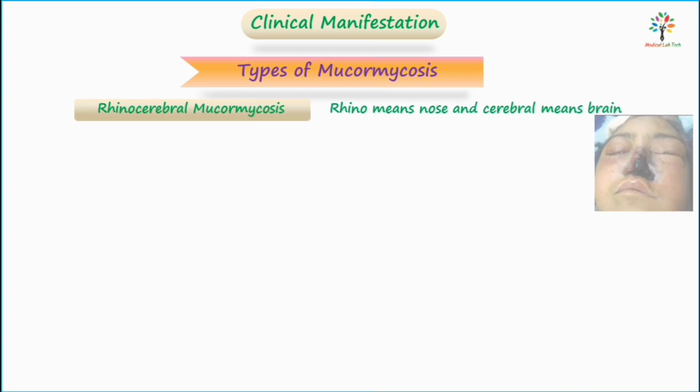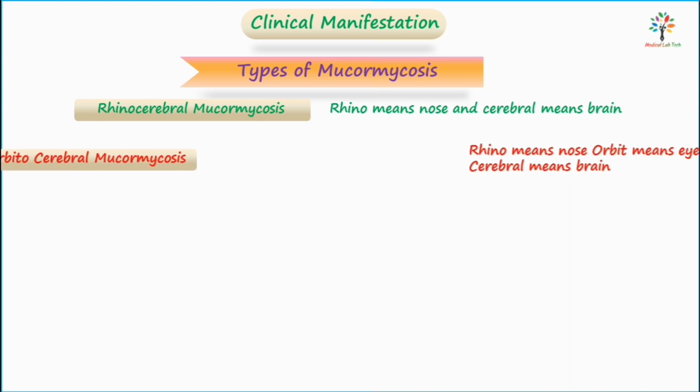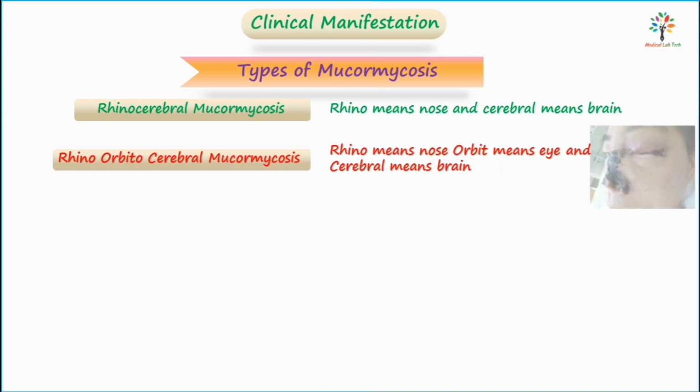To know the clinical manifestations, we need to know the types of mucormycosis. Based on the site involved, there are many types of mucormycosis. Rhinocerebral mucormycosis. Rhino means nose, cerebro means brain. That means it will involve the nose and brain. Rhino-orbitocerebral mucormycosis. Rhino means nose, orbit means eyes, and cerebral means brain. It will involve the nose, eye and brain.